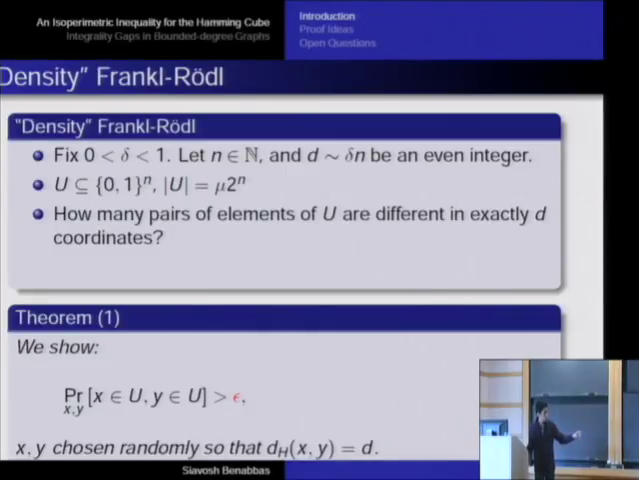It's bounded from below by epsilon, where epsilon depends in some way on the density of your set and the distance that you're ruling out. But as long as delta and mu are constant, you get a constant bound. Okay. So this is our main theorem.